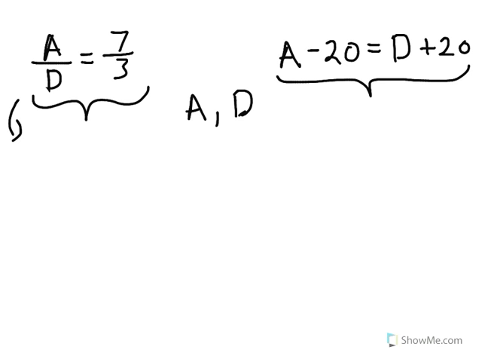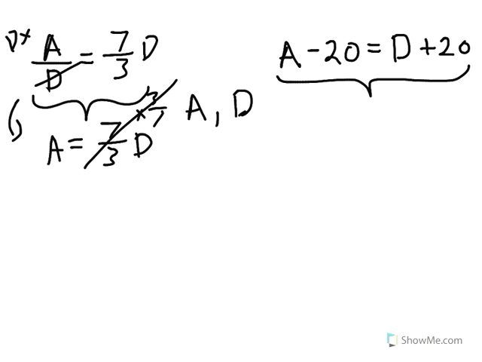So what are we going to do? We're going to multiply both sides by d. So we'll multiply by d times d. That'll cross that guy out. And then we'll multiply over here. And what do we get? We get a equals 7/3 d. And now we'll multiply by 3/7, which will cross out these guys. And what do we get? We get 3/7 a equals d. Awesome. Now let's do the same for the second equation.